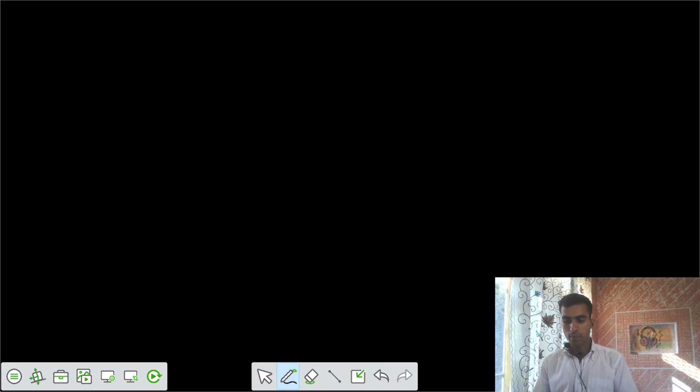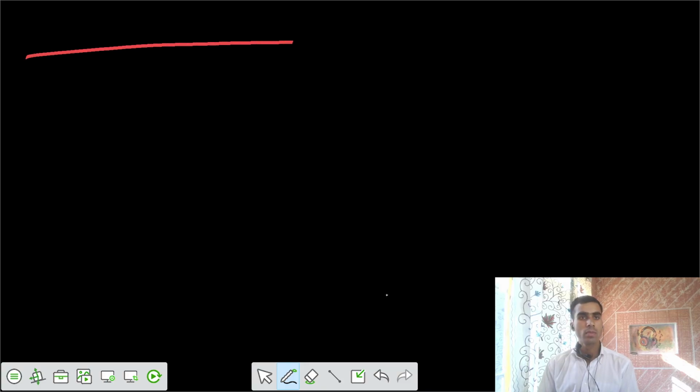Simply support beam, 15 meter length. Section C is at 6 meter. That means X equals 6 meter, and this part is 9 meter. And here we have a simply support beam.